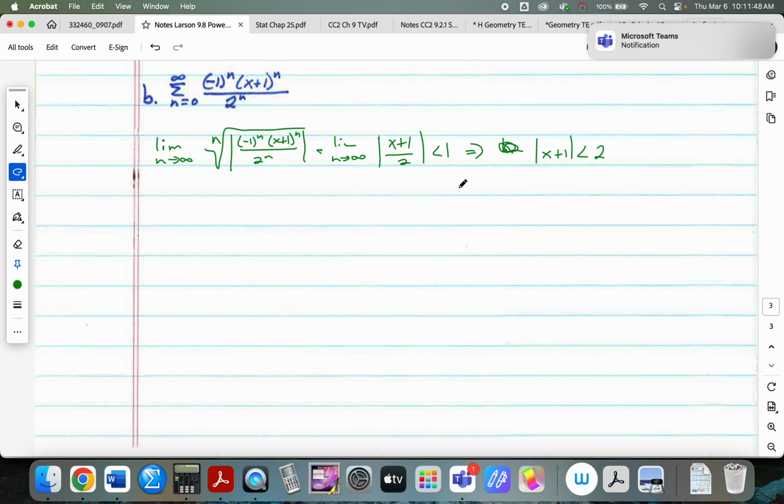So at this point, this is centered where? At negative 1 with a radius of 2. Exactly right. So I need to check, well, what happens at the endpoints of my interval? The endpoints of my interval will be where x is negative 3 and where x is positive 1. And you'll see why that's important in just a second. So let's start with x is negative 3.